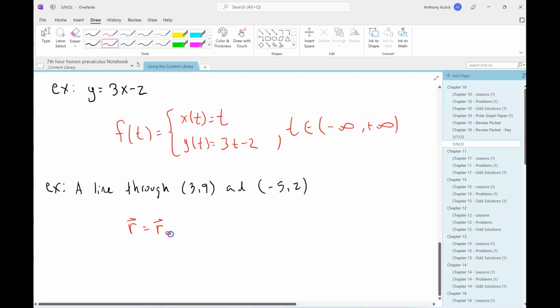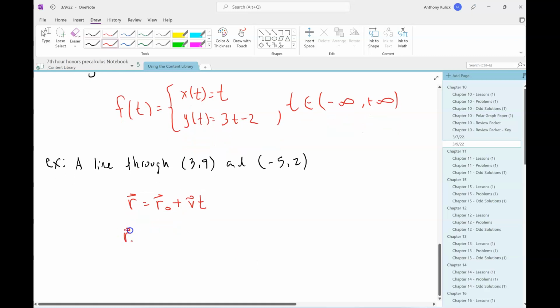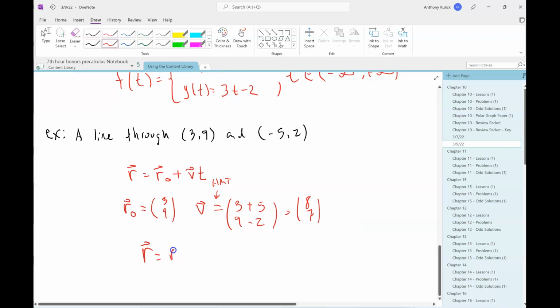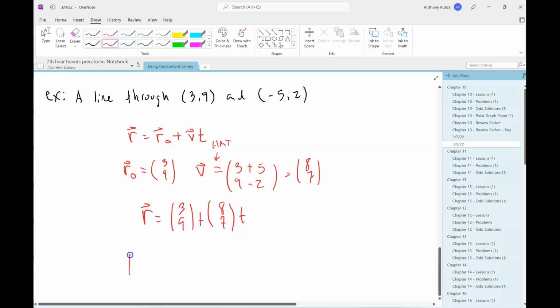So if you remember our vector equation for a line, r is equal to r naught plus vt. R naught was a point vector, so it doesn't matter which point we use. And v was our direction vector. To find that, all we have to do is the head minus tail rule. It doesn't matter which one you make the head and which one you make the tail. And so writing the vector equation for the line then is pretty easy.